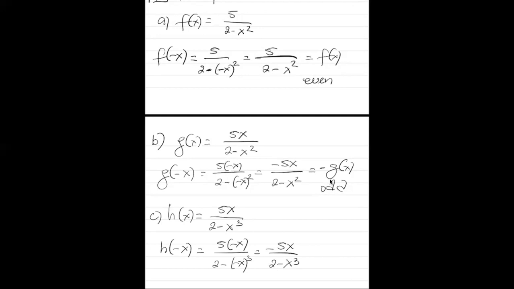Now we compare. This is g of x, and this is what we got. I'm sorry, I meant to put this one. Compare these two. Okay, so we compare these two, and we see that this one is neither even nor odd. So it's not the same and it's not the opposite.